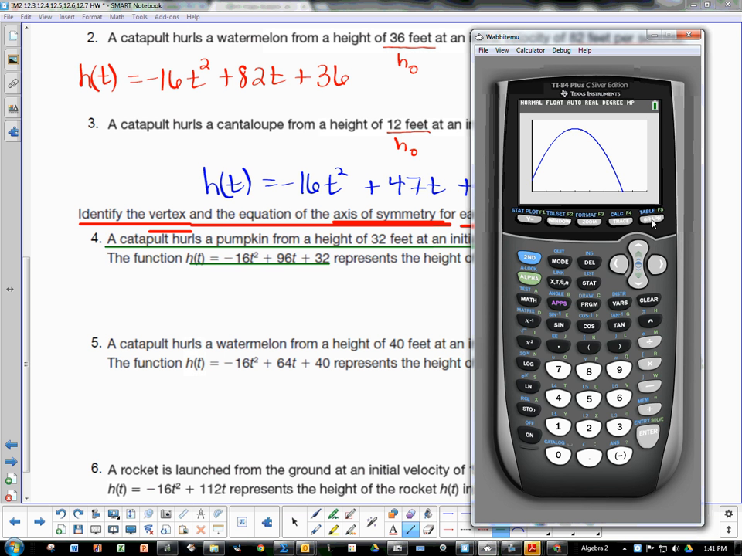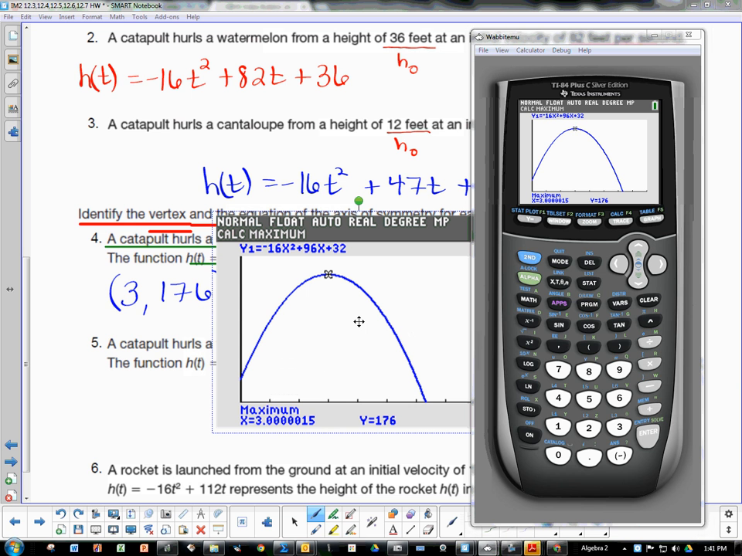All right, we need to find here the vertex. So second, calculate. And in this case, it's going to be a maximum, number 4. All right, enter. There's our left bound. Here's our right bound, and that's going to be 3, comma 176. Now the axis of symmetry.